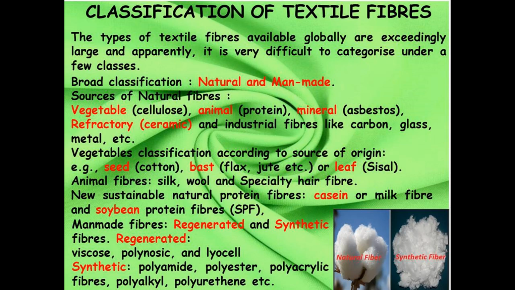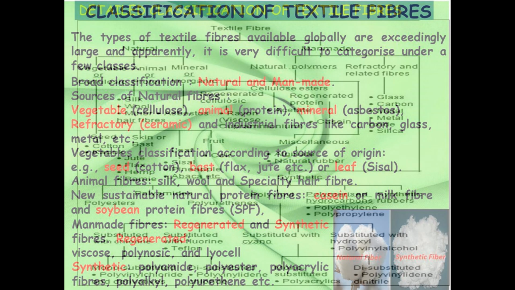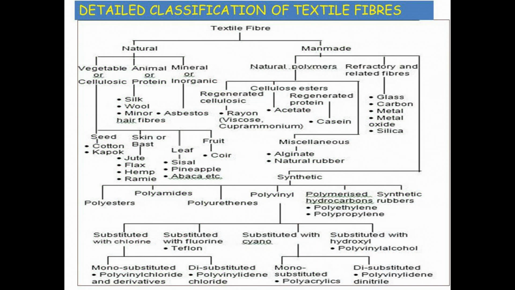Man-made fibers. Man-made fibers are broadly two types: regenerated and synthetic fiber. Regenerated examples: viscose, polynosic and lyocell. Synthetic man-made fiber: polyamide, polyester, polyacrylic fibers, polyalkyl and polyurethane. Detailed classification of textile fibers. Textile fiber can be broadly classified as natural and man-made fiber.